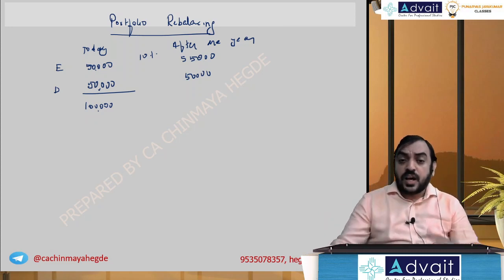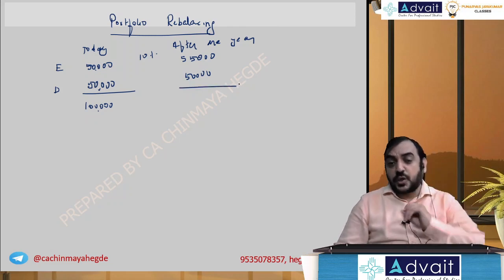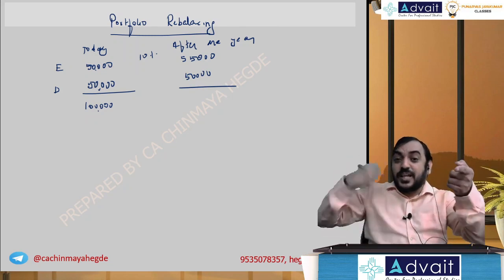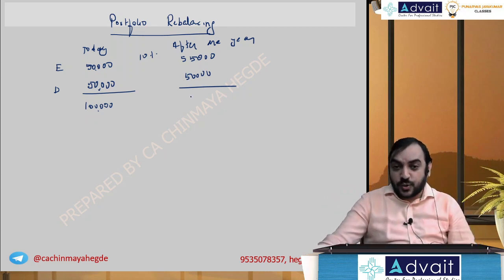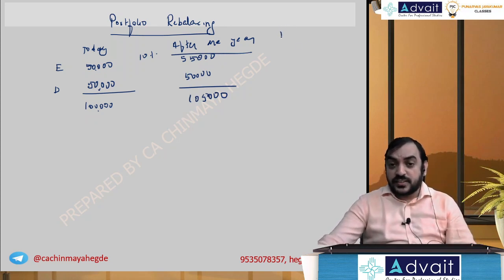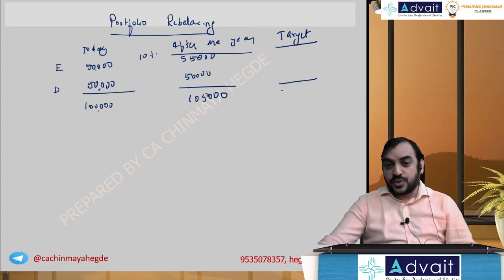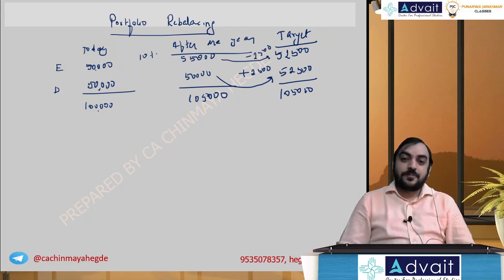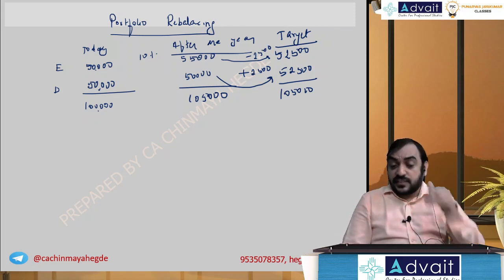Now in this simple example, if I want to make it equal, what should I do? 55,000 and 50,000. I want to make it equal. Take 5,000 and put it here. But that becomes 50, this becomes 55. So what do you do? You write the total, 1,05,000. Then you divide. What is the target investment? This 1,05,000 should be in equal proportion. So 1,05,000 divided by 2 is 52,500. This is 52,500, which means in debt you need to buy 2,500 and in equity you need to sell 2,500. And now you will have equal weights at this point in time.